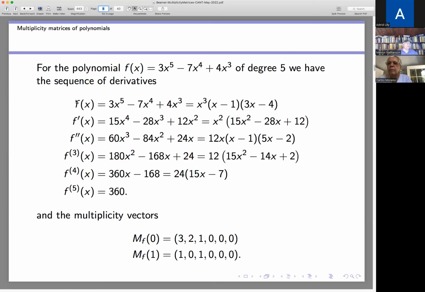You can get interesting sequences of numbers as the multiplicity vector. Here I took, more or less at random, a polynomial of degree 5. You look at its derivatives. 0 is a root of f of x of multiplicity 3, so you have this multiplicity vector. If you look at lambda equal 1, it's a root of f of x of multiplicity 1. It's not a root of the first derivative, but suddenly it pops up again as a root of the second derivative of multiplicity 1. So you get this multiplicity vector.